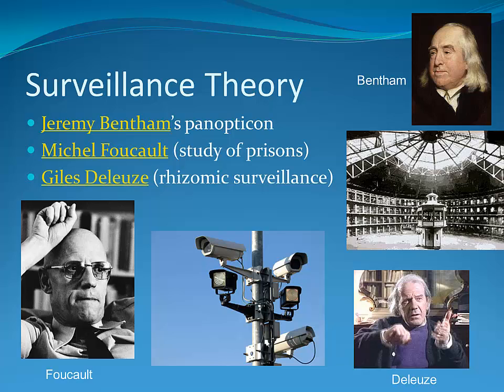And more recently, we have Gilles Deleuze from France talking, just like Foucault, about what he calls rhizomic surveillance, which is a kind of surveillance that spreads like plants. It's everywhere. So a symbol of that is the cluster of video surveillance cameras that you can see on a tower pole, such as you can see, for example, in downtown London and many other cities.